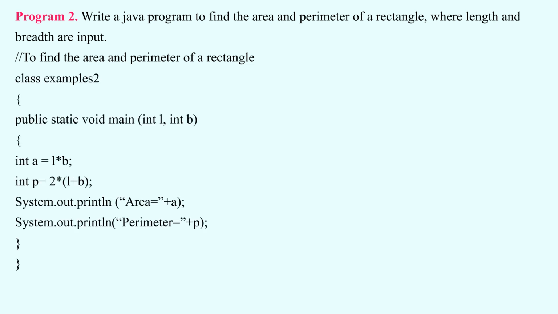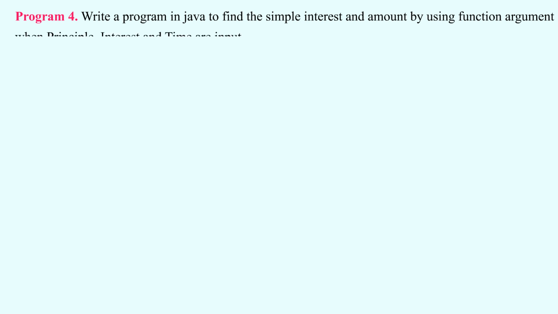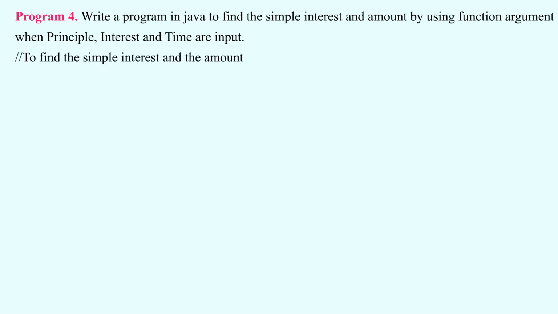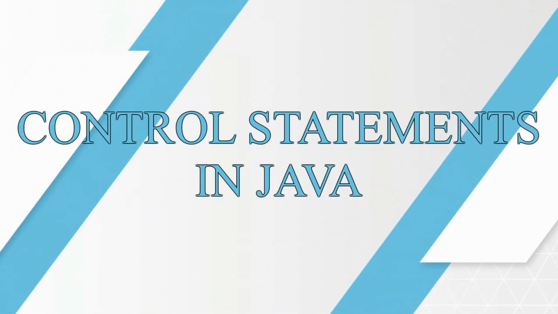Class example 2. Program 3. Write a Java program to display volume of cube using function argument method. A program to find volume of cube. Class example 3. Program 4. Write a program in Java to find the simple interest and amount by using function argument when principal, interest and time are input. To find the simple interest and the amount. Class example 3.